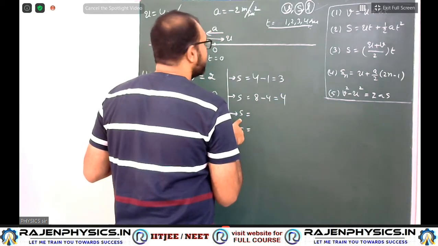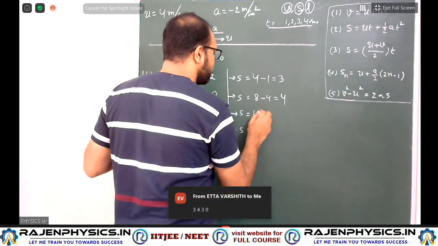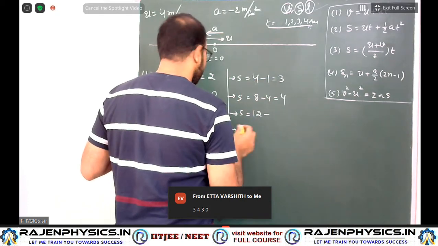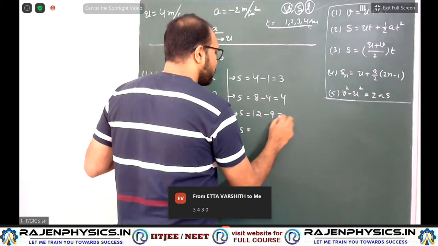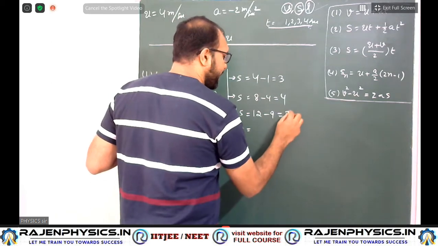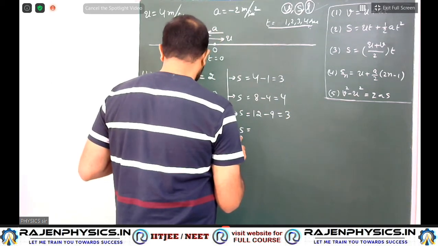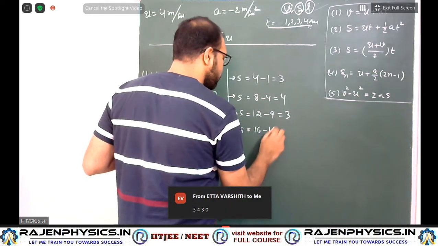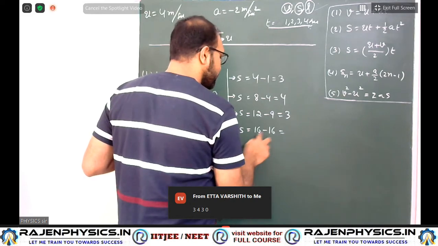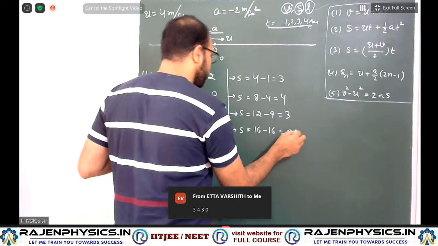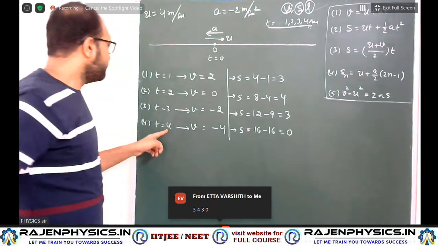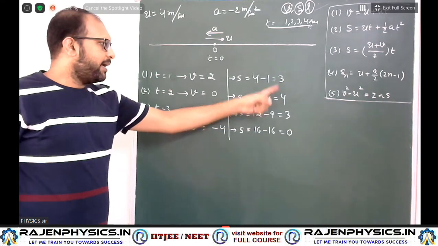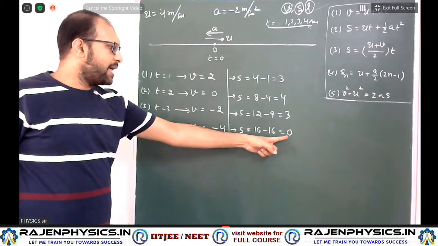Next t equal to 3, ut, 4 into 3, 12. 12 minus t square, that is 3 square, 9. 12 minus 9, that is 3. Then t equal to 4, s equal to 4 into 4, 16, minus 4 square, again 16. So 16 minus 16, that is 0. Yes, so students, displacements are 3, 4, again 3, and 0.